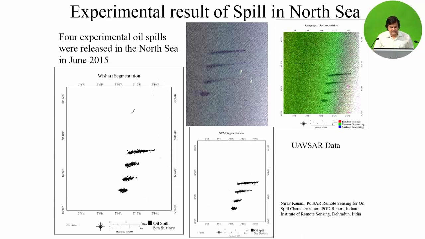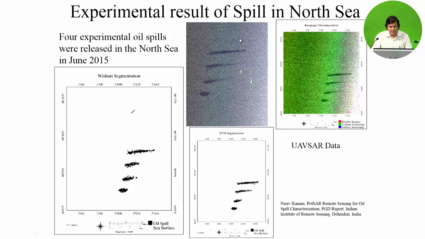Another study was carried out for the North Sea with the help of UAVSAR dataset. Actually 4 experimental oil spills were released in the North Sea in June 2015, and the appearance of ships can also be identified as very bright patches. Now all the 4 patches were clearly identified.